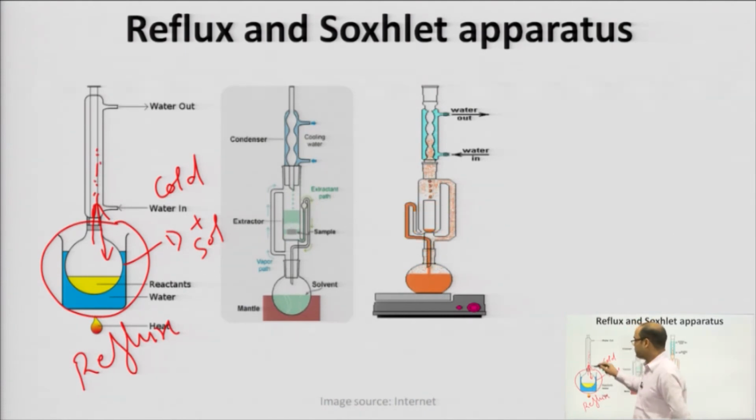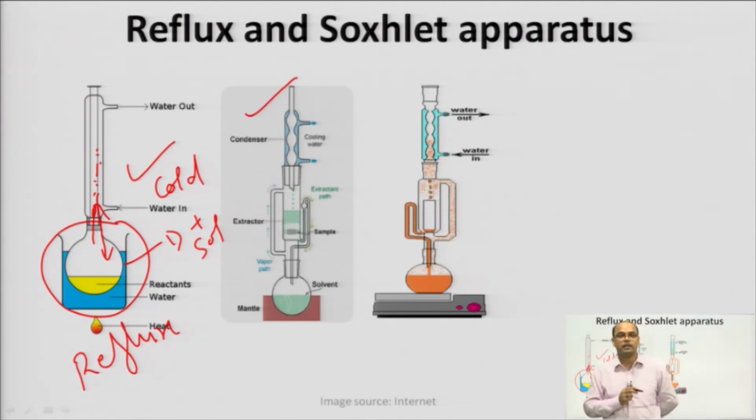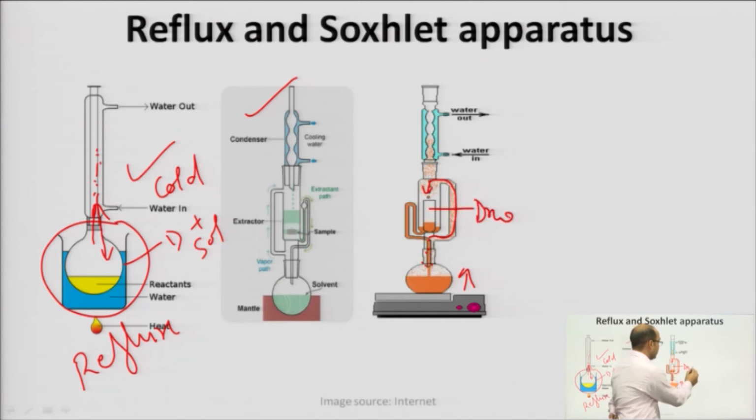This is the reflux we have used. And this is the assembly of Soxhlet, which we have already discussed in our previous lecture. What happens here in the Soxhlet apparatus? Here is the heat source. We apply the heat, solvent vapors get evaporated and enter the extractor, where we have the drug packed in the form of a thimble.